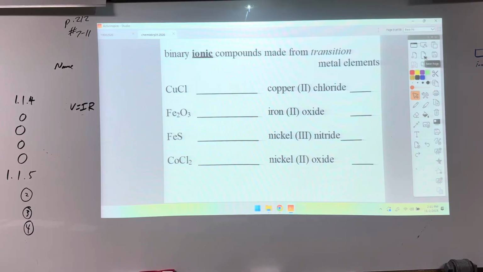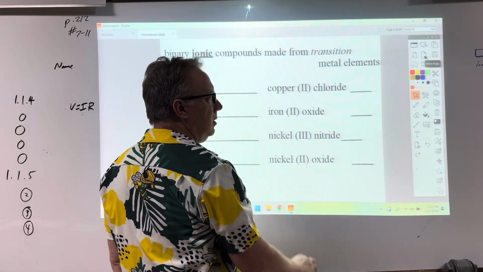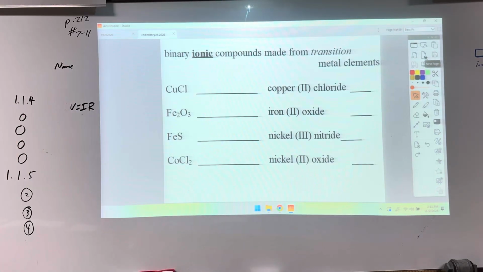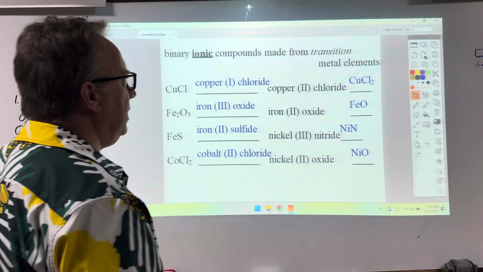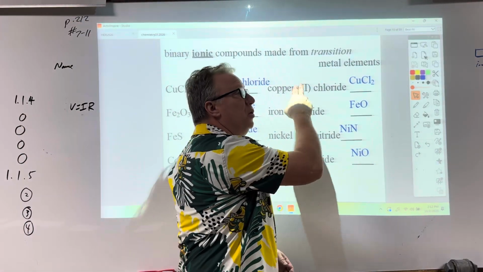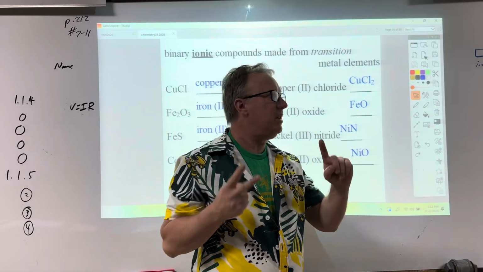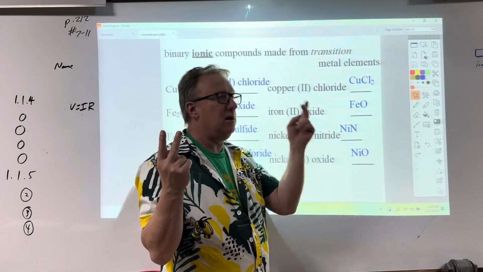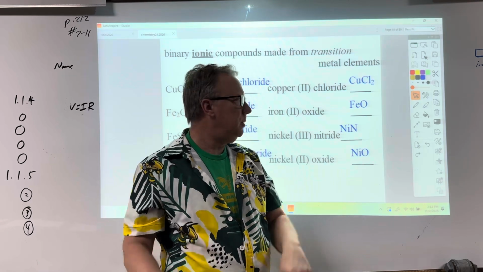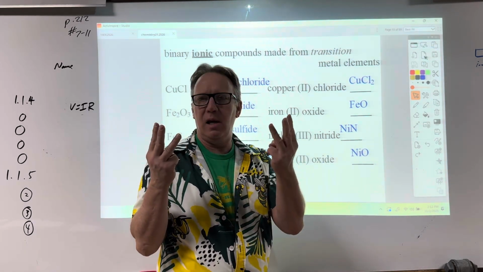Pause here, make sure you have those filled out over here. And this is what you have. Copper gives 2. We know that. It tells us that chlorine takes 1. Not a match. I have to have another chlorine. Iron gives 2. It's telling us that. Oxygen takes 2. That's a match. FeO. Nickel gives 3. It's telling us this. Nitrogen takes 3. That's a match.